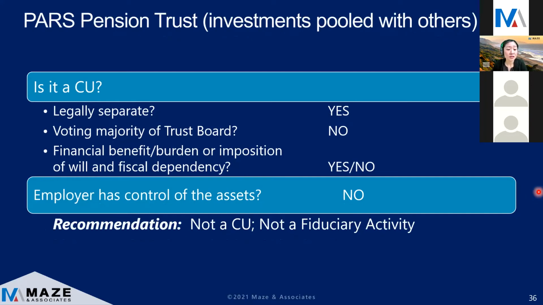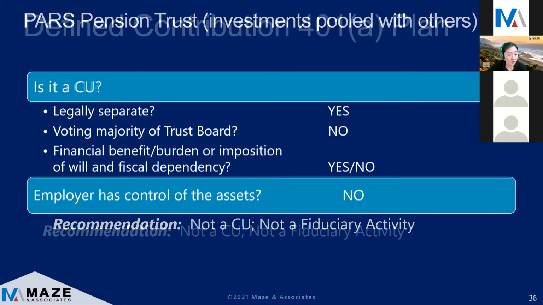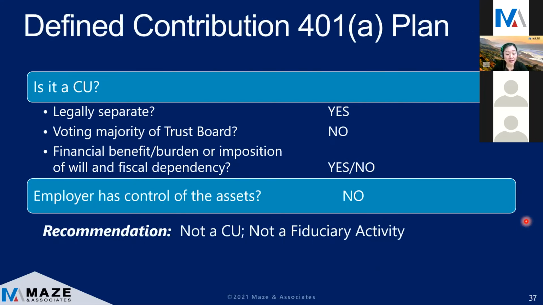Okay, then the PARS pension trust. Again, this is not the single employer plan. This is when your investments are pooled with other people. It is not considered a component unit and not a fiduciary activity. All right. Okay, and then defined contribution 401k plan. No voting majority, no control of assets, so it's not a component unit, not a fiduciary activity.